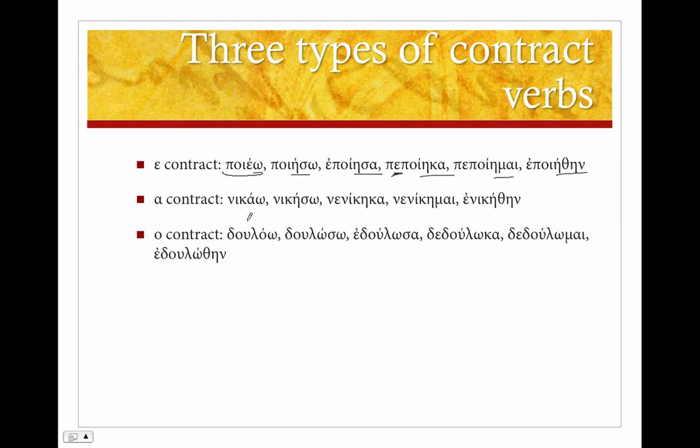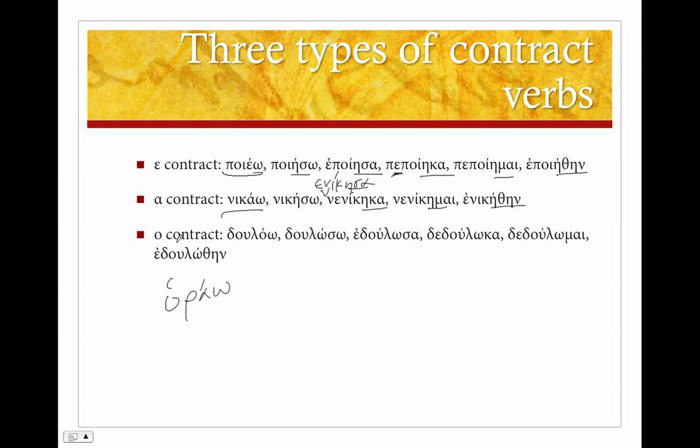Alpha contracts follow the same pattern. Ao, eso, and this missing enikesa, I just forgot to type it. But esa, just like esa up there. Nenikeka, eka, just like pepoieka. Nenikemai, amai, and enikethin. The one exception is an alpha contract, and that's the verb horao, which is just highly irregular in general. Memorize those principal parts and move on. But all other alpha contracts will follow this pattern.